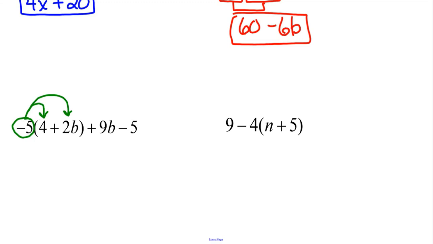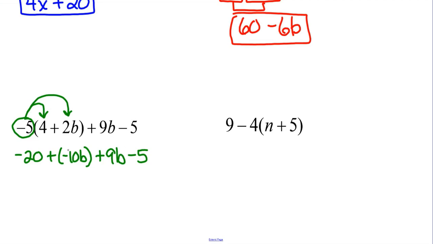So -5 times 4 is -20, plus -5 times 2b is -10b. I'm just going to put that in parentheses to clear that negative up. And then these terms had nothing to do with the parentheses, so I'm just going to copy them. 9b minus 5. And then I would highly, highly recommend that you recopy every term every step.